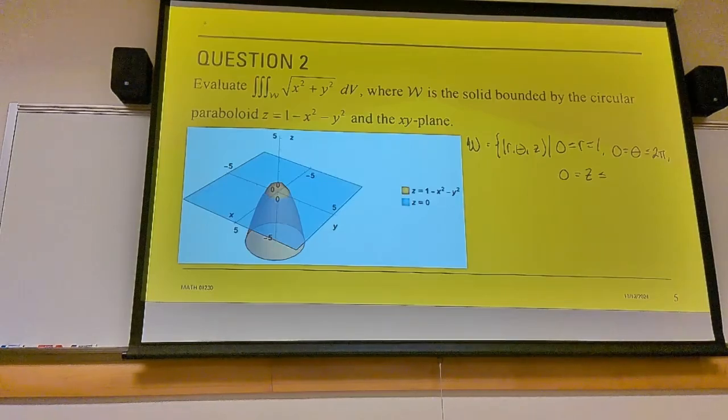Wrong coordinate system. Oh, you're right. I generally am. Zero to one. R squared.